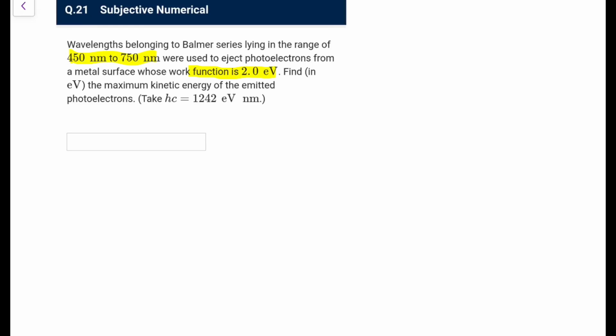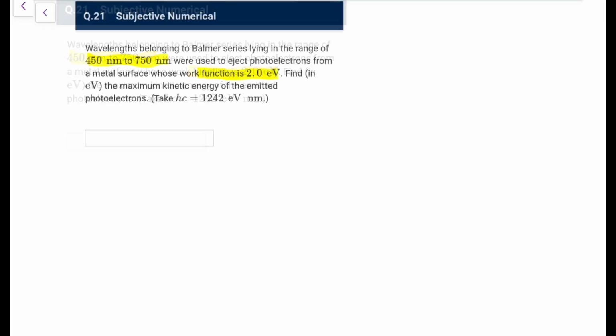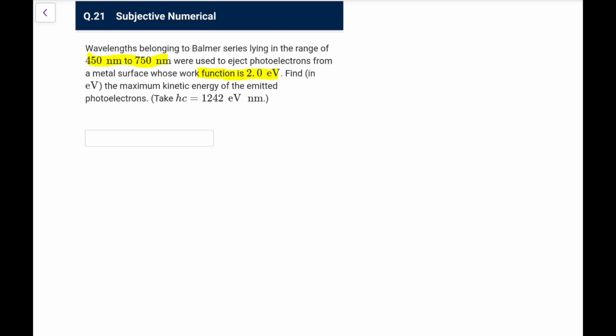Find the maximum kinetic energy. Maximum kinetic energy corresponds to the least energetic line. If you can remember it directly, that is 486 nanometer; otherwise, you know it is the second line, corresponding to the transition from 4 to 2. So the energy would be 13.6 into 1 by 4 minus 1 by 16, that is 13.6 into 3 by 16.